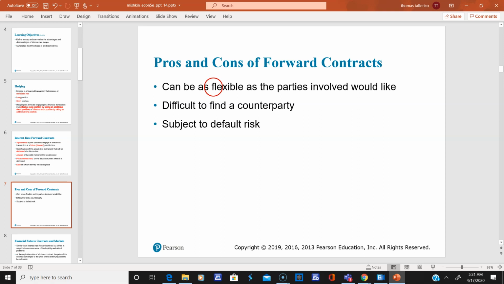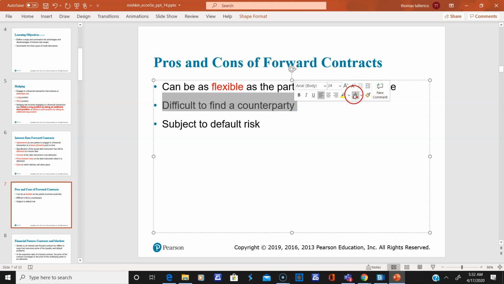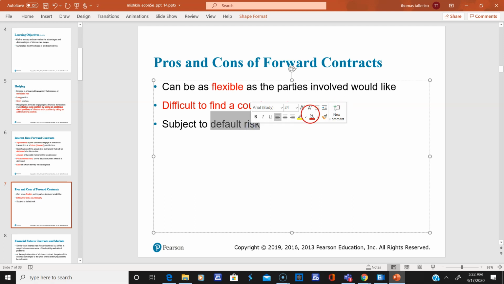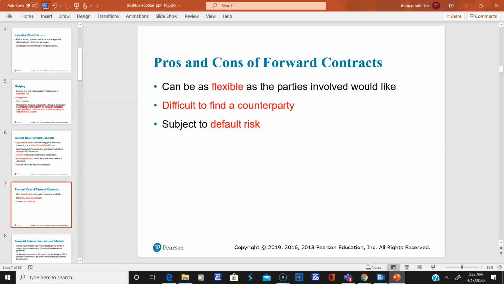And being that it's customized, there's a lot of flexibility built into these contracts because it's between you and another party, right? It ain't like you're going to sell stock. And as I just mentioned a minute or two ago, it's hard to find someone to sell it to, and you've got to find a counterparty who's willing to go into this with you. And of course, you've got to worry about one side defaulting, right? That's always a case with financial markets. You worry about default, right? So these are all important highlights that you've got to concern yourself with.